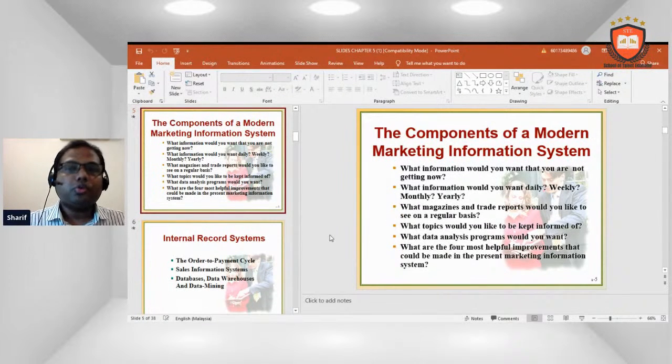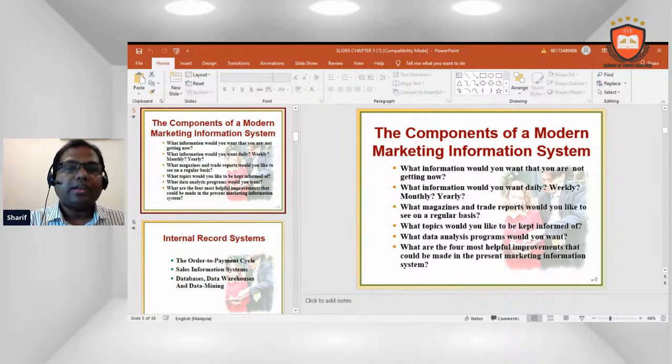What information would you want that you are not getting now? What information would you want daily, weekly, monthly, or yearly? What magazines and trade reports would you like to see on a regular basis? What topics would you like to be kept informed of? What data analysis programs would you want? What are the four most helpful improvements that could be made in the present marketing information system?